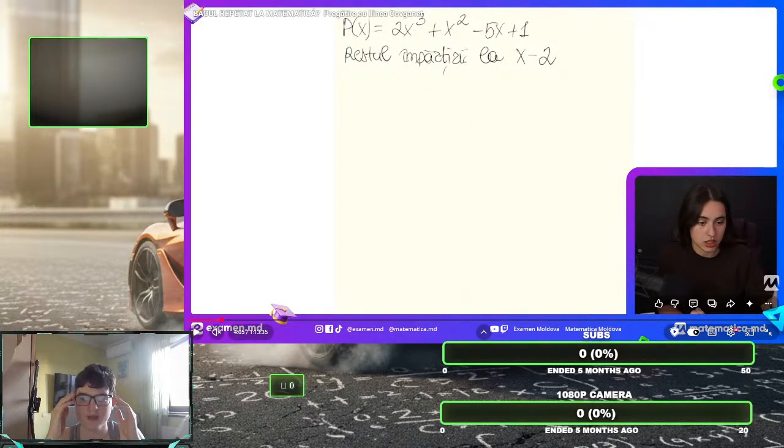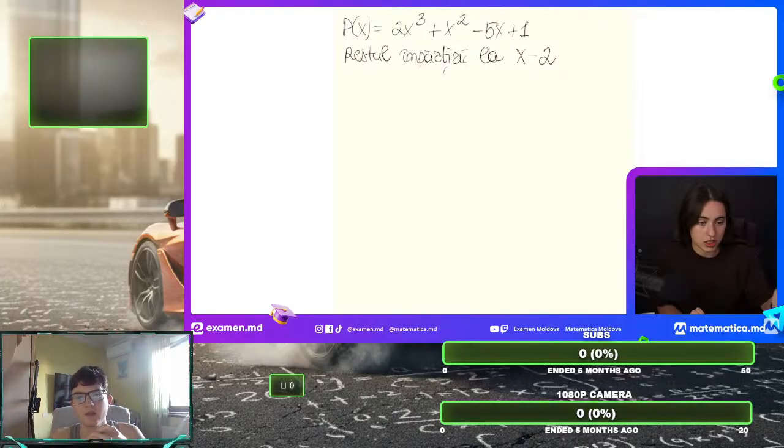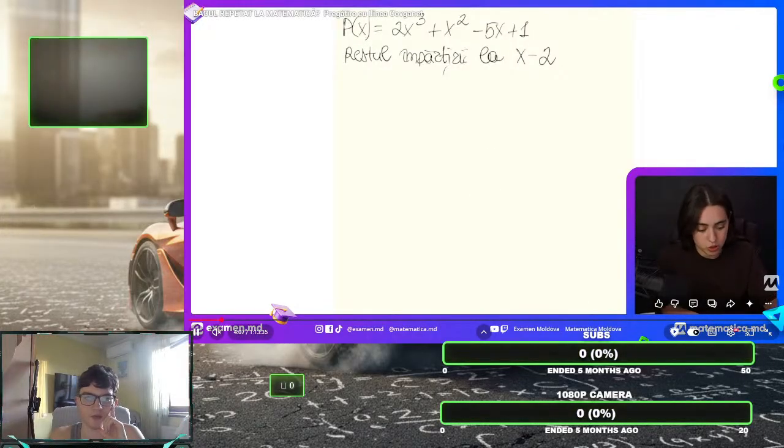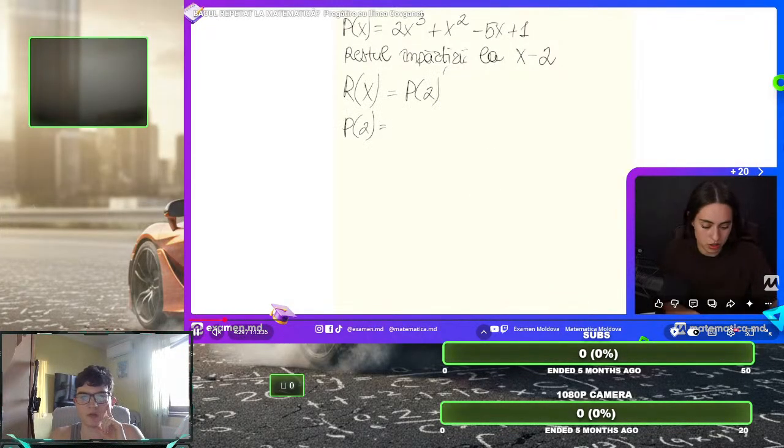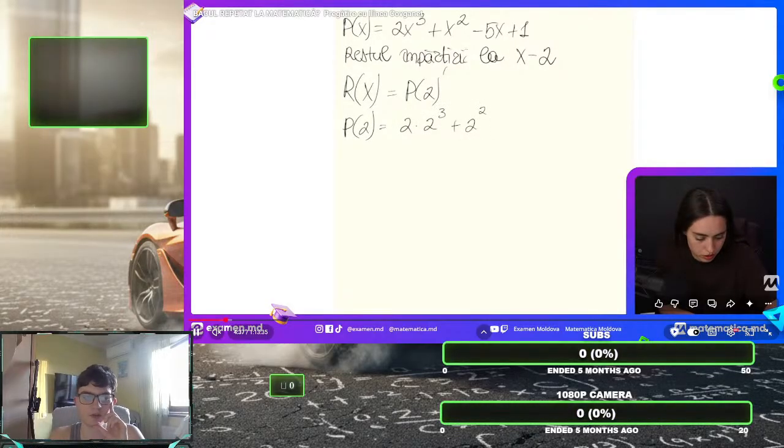This one is easy. You have this P of x, and you have to understand basically the x minus 2. What is the remainder of that? So to do this, x minus 2 equals 0. That is going to be x is equal to 2. Swap it in, P of 2. And that's it, man. This is just easy. Done.